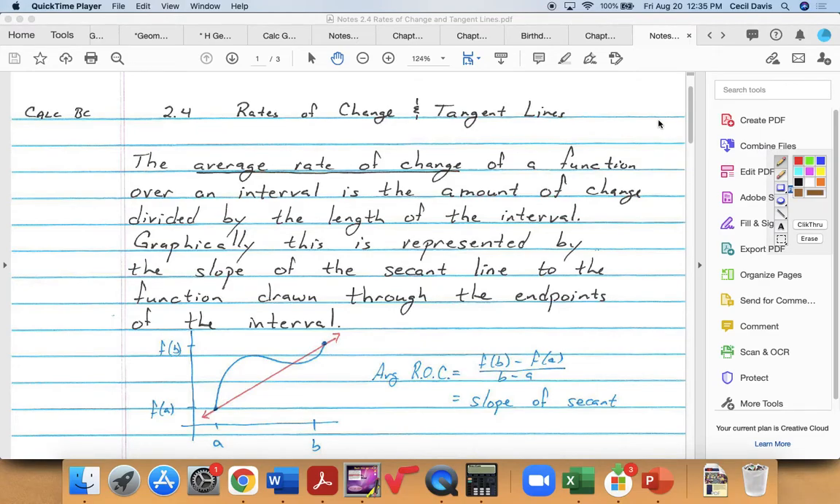All right, well, I am still at jury duty, so here is your lesson on section 2.4.